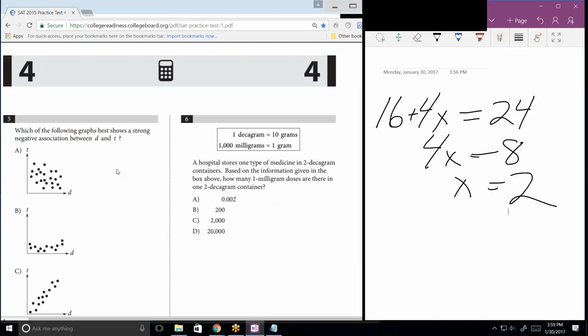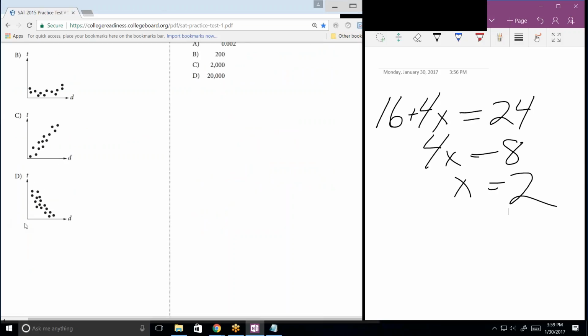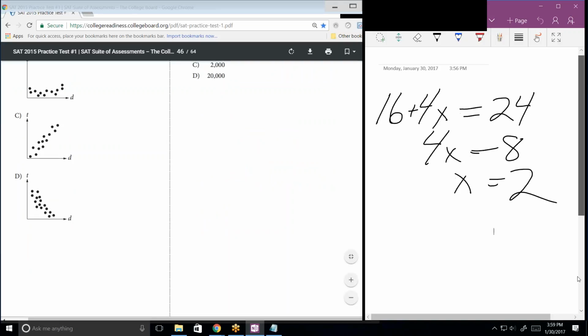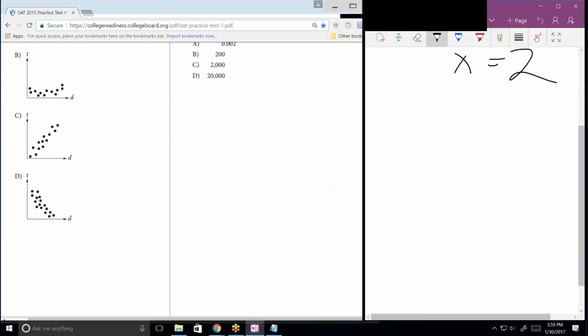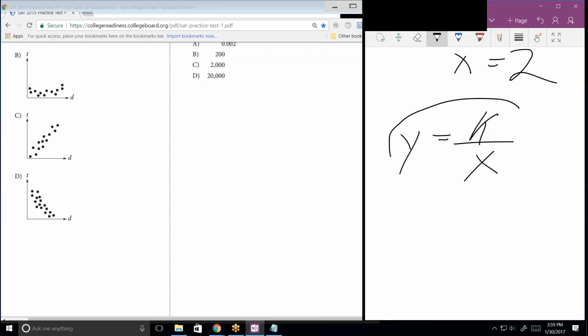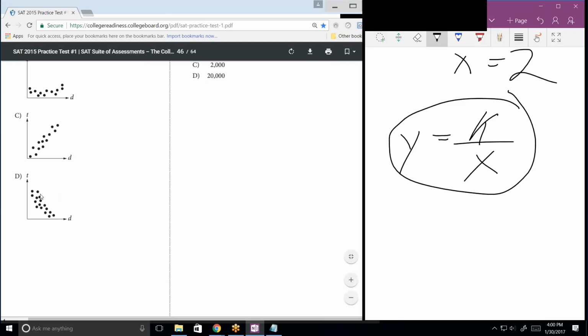And notice that's also the same thing as an inverse relationship. In other words, if you look at D, as big D gets bigger, little d gets smaller. And that's what happens when you have this relationship. Remember where I said an inverse is y equals k over x? Well, notice that as x gets bigger, y gets smaller. As x gets smaller, y gets bigger. So an inverse relationship is the same as a negative relationship. Mm-hmm. And that is a picture of this kind of a model.